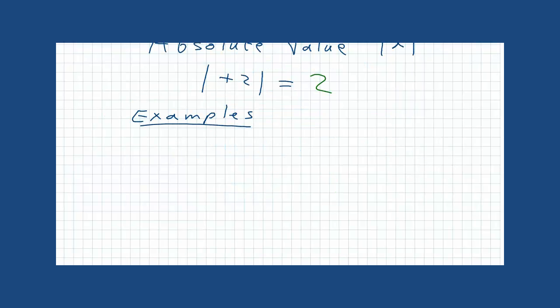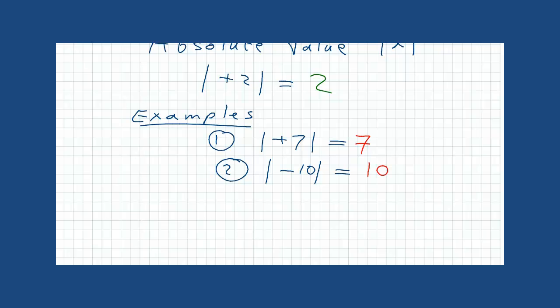Look to these examples. Absolute value of +7 is equal to 7. Absolute value of -10 is equal to +10. Absolute value of 0 is equal to 0, because the distance between 0 and 0 is 0, and so on. Now let us go to learn how to add signed numbers, or sometimes we call it integers.